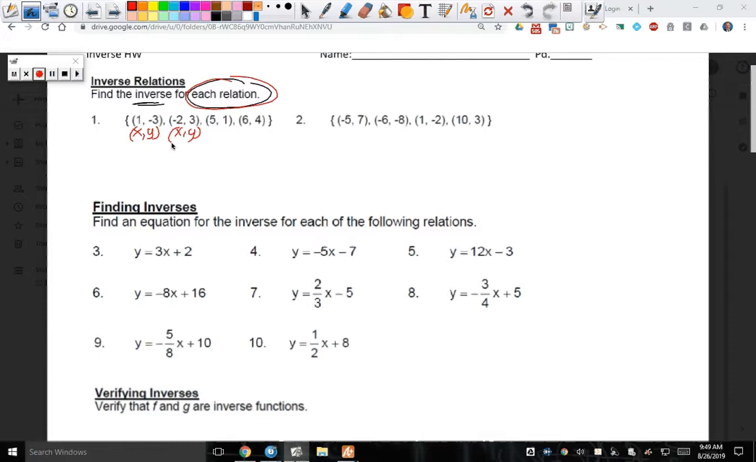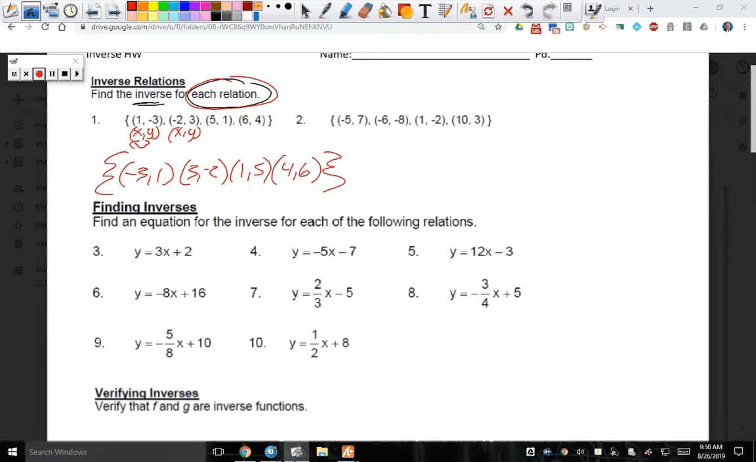Y, x. So everything is switched, just like we talked about graphically. So a common mistake people make is they try to do the negative switch. It's not the negative switch. Okay? It's just straight up x and y switched. So this one would be (3, -2), (1, 5), and (4, 6). Still has a set of points. Are we good? All right.